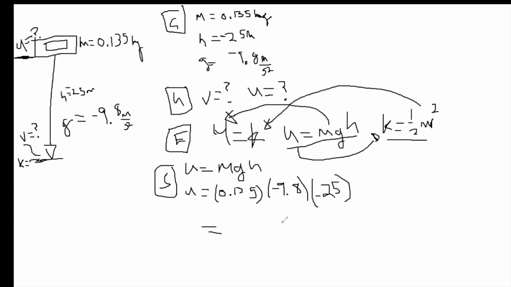So 0.135 times negative 9.8 times 25, and you should get, what is it? Let's go to Desmos. Oh, too many windows. Let's close that. Now I can get to it. So 25 times 9.8 times 0.135. Enter, and that equals 33.075.